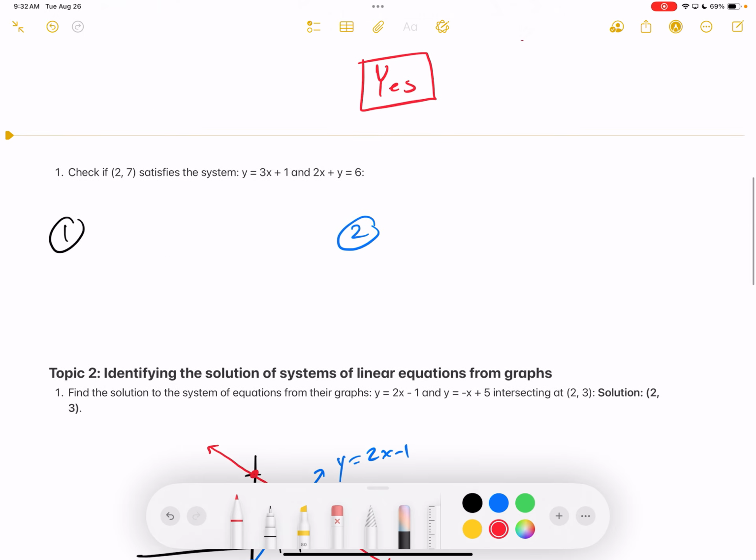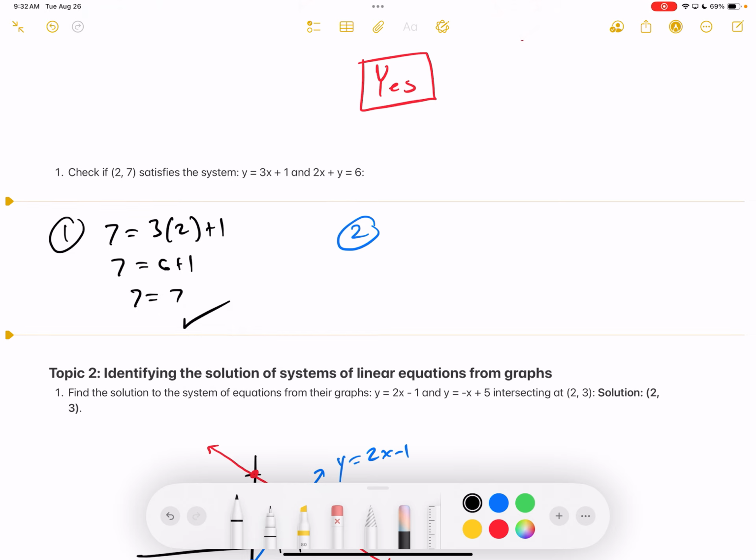All right, so let's do it again, same idea here. We're plugging (2, 7) into both of those. So I plug a 7 in for my y, a 2 in for my x. So 7 equals 6 plus 1, 7 equals 7. That one works, so that point is on that first line, but it's got to be on both of them, so we go check the other one. 2 times x, which is 2, y is 7. So 4 plus 7, that does not equal 6. So this is a no. It is only on one of those lines.